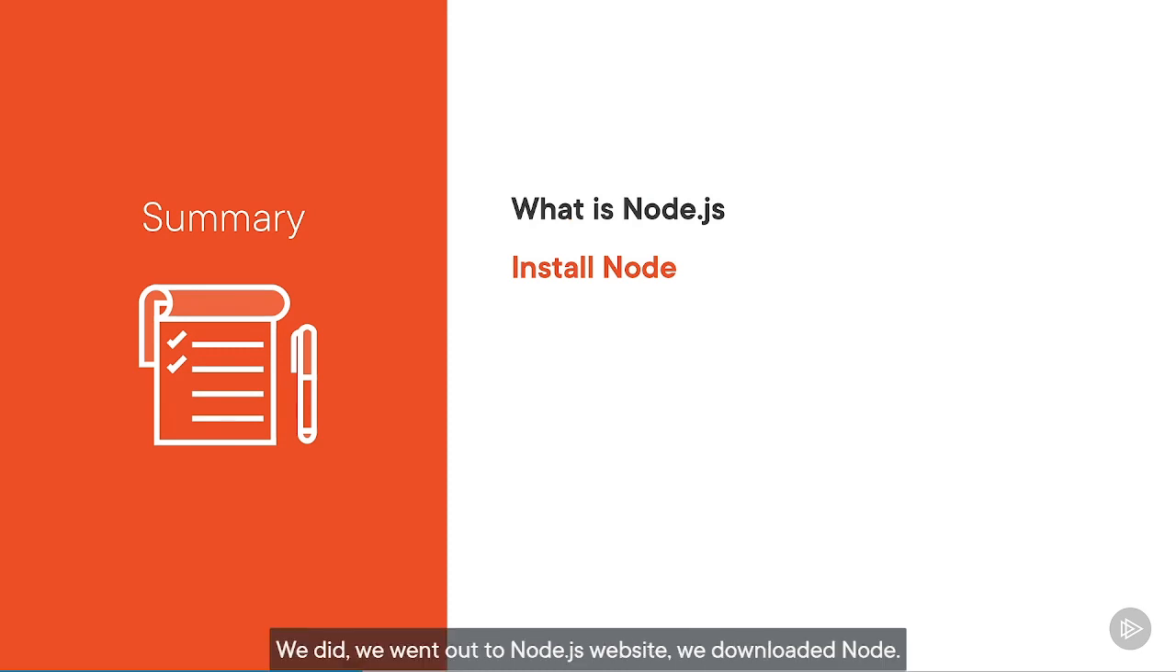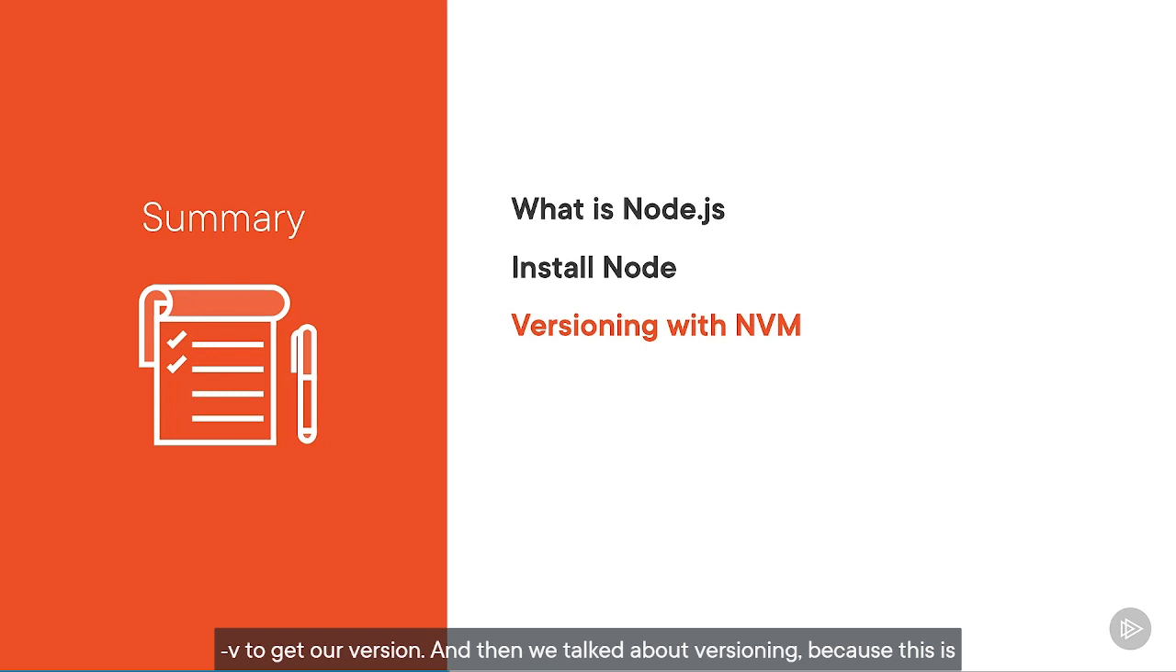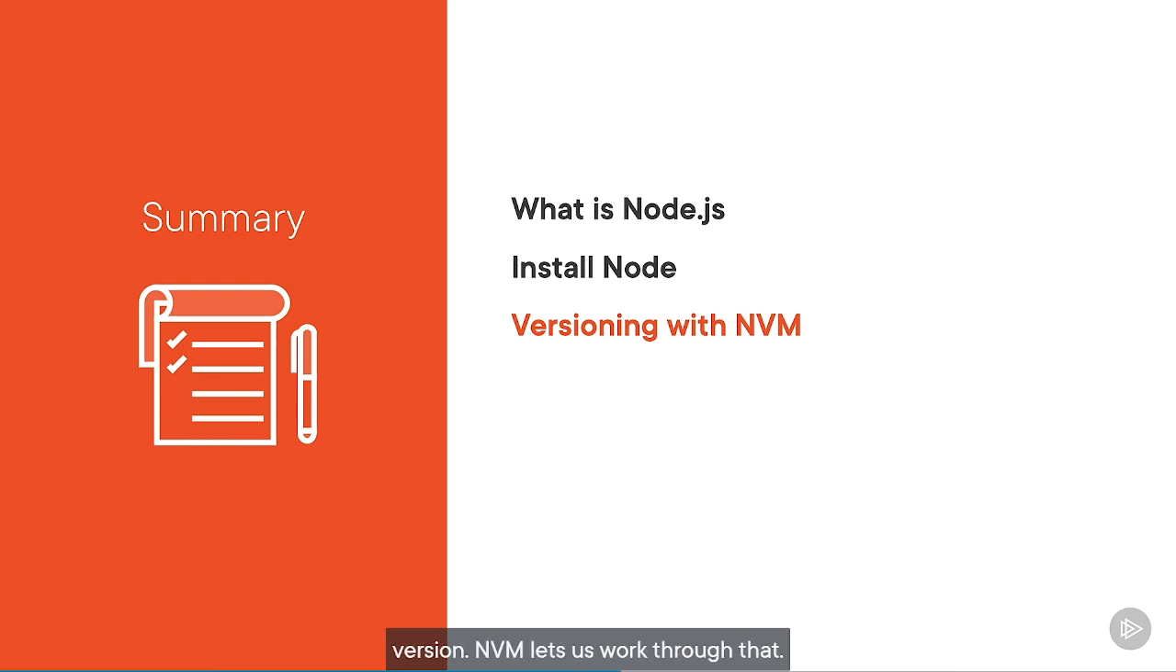We installed Node. We went to Node.js's website, we downloaded Node, and we can run Node at the command line with -v to get our version. Then we talked about versioning, because this is going to be important because Node versions change fast. I showed you this tool called NVM that you can use to move back and forth between Node versions, just in case you're working on code on your laptop and then you need to work on a course that uses a different version. NVM lets us work through that.